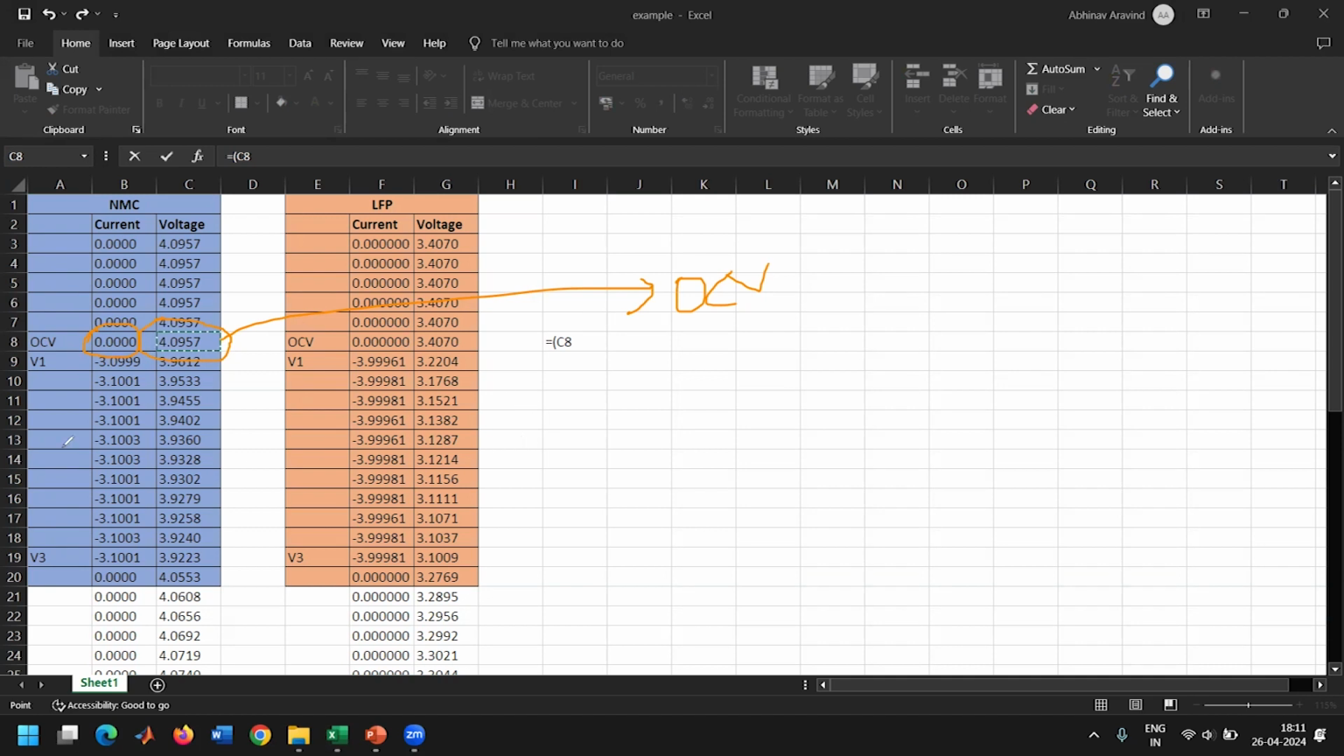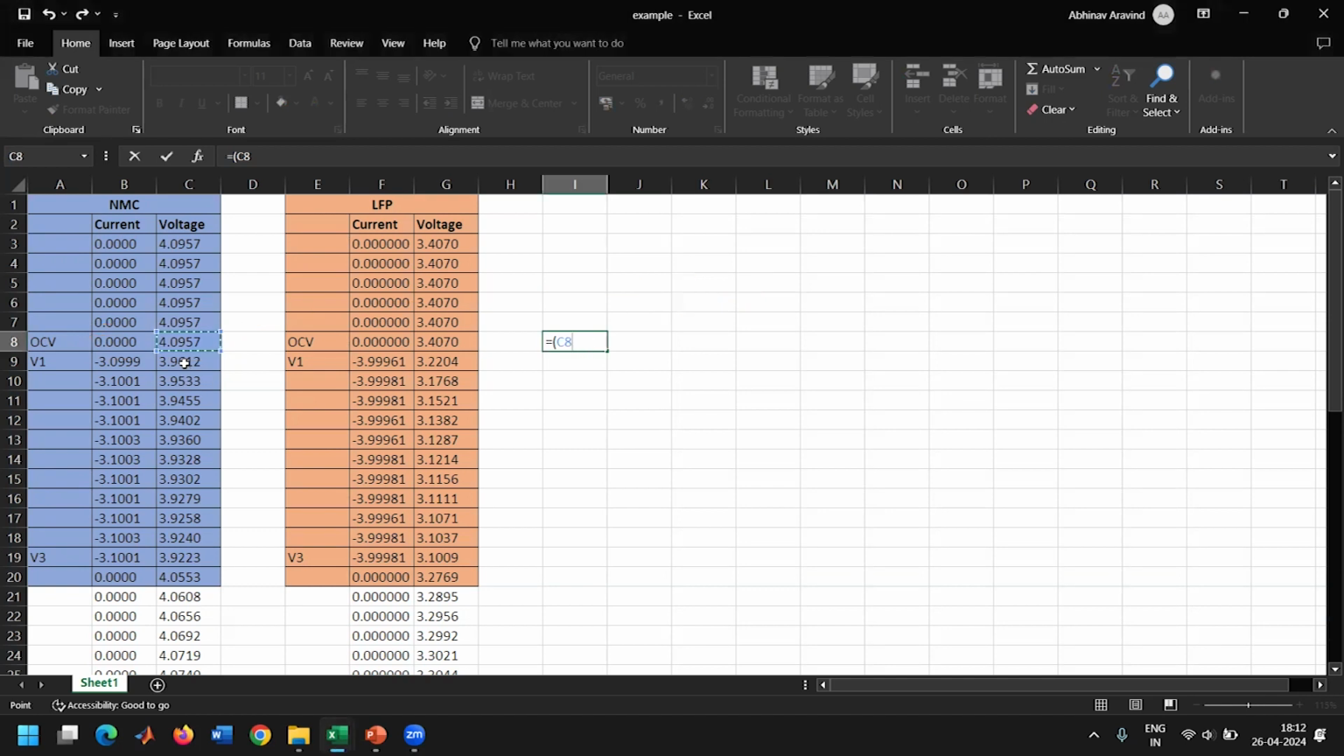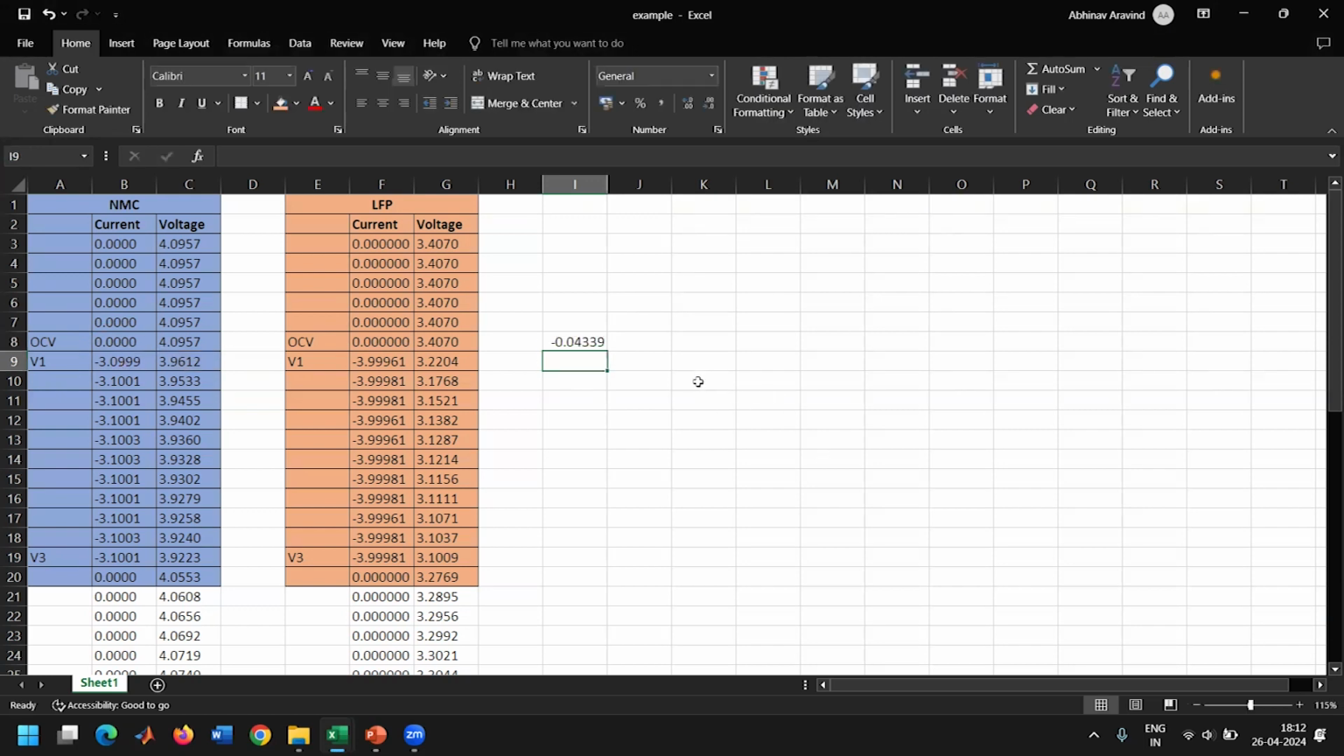Okay, so if I take this value and subtract it from the immediate next value, this value. You can see here the value is 3.9612. That is upon application of the current, that is 3.1 amps, right? And if I divide this by the current, I will get the resistance. Okay, so the resistance is 0.043 ohms, or you can say 43 milliohms.